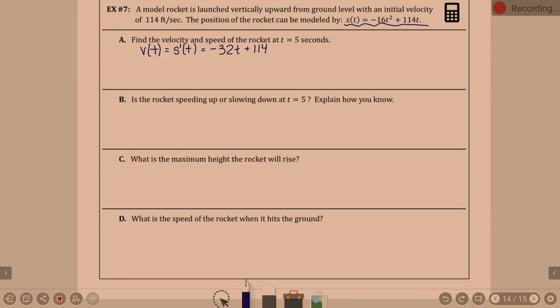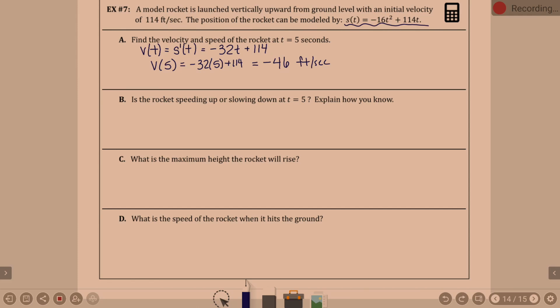Okay. Now, we were asked to find the velocity. So what are we going to do now? And actually, can I just tell you the answer? It'd be plugging in 5. You plug in 5, you're going to get negative 46. What kind of label does negative 46 have? Feet per second. It is velocity, so it's feet per second.